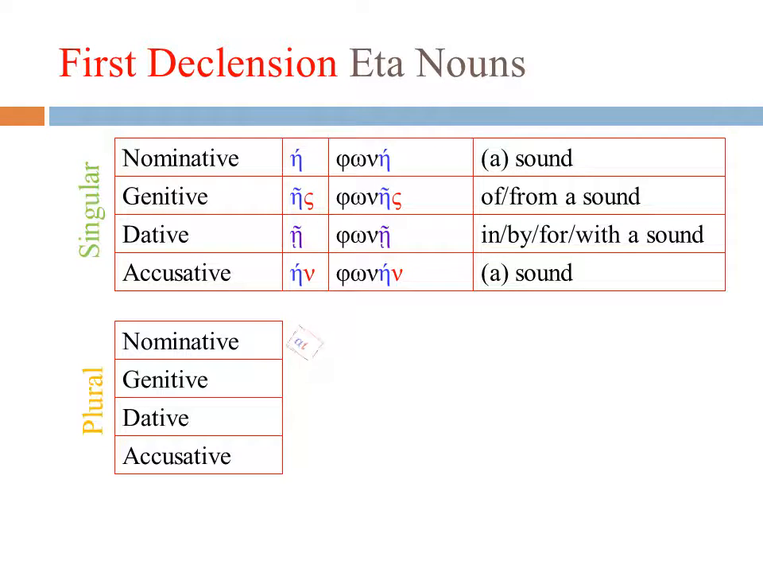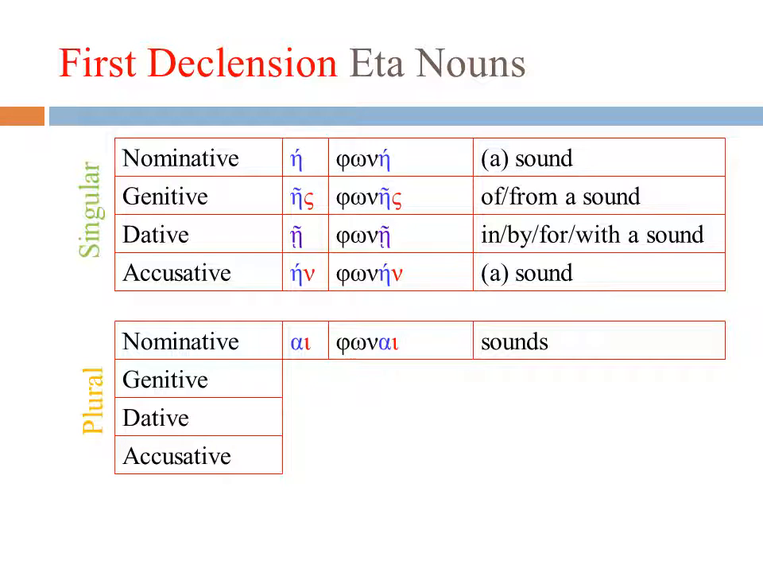This is the plural nominative. Just what we expect is alpha iota, because remember, in the first declension, all of the plural endings are the same. Phonai, sounds, subject.